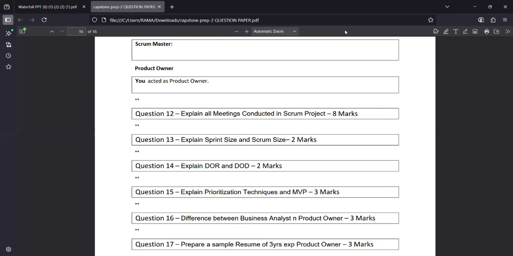This meeting will be conducted at the end of the sprint. In the sprint retrospective meeting, after completion of sprint one, the team is going to discuss what went well, what didn't go well, and how we need to improve for the next, upcoming sprint.